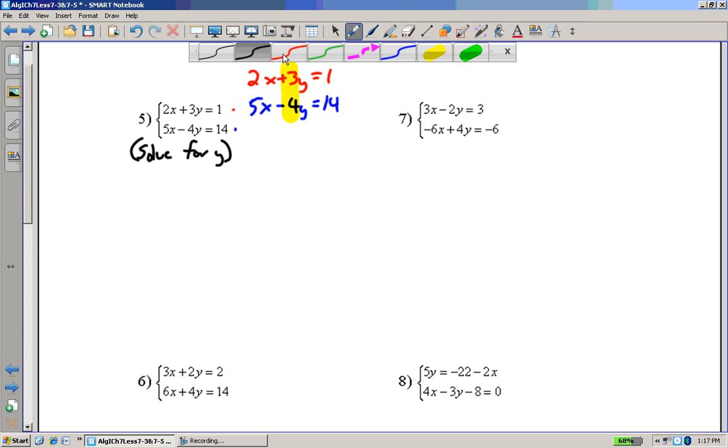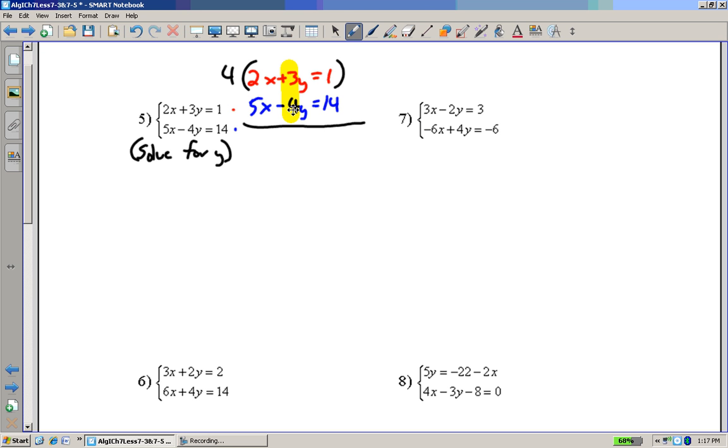And now we're going to get started. I'm going to multiply the top by 4. Multiply the bottom by 3. So 4 times 2x is 8x. 4 times 3 is 12y. 4 times 1 is 4.